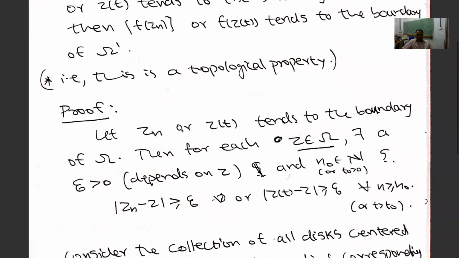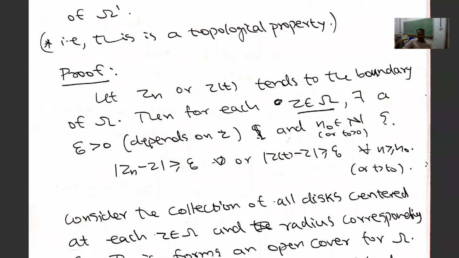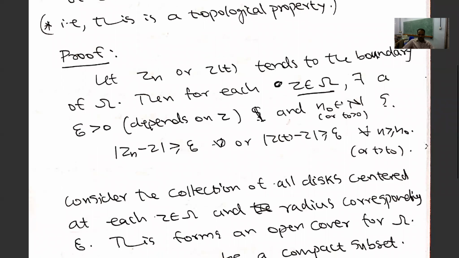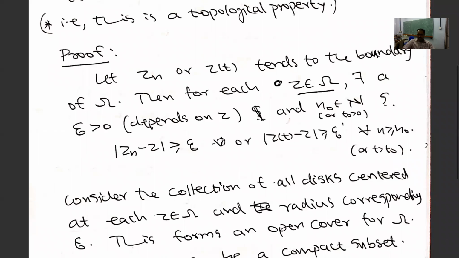For proving this result, we will characterize the property of tending to the boundary in terms of compact sets. Suppose Zn tends to the boundary of omega, or Z of t, the arc, tends to the boundary of omega. By definition, there exists an epsilon corresponding to each Z belonging to omega. It will obviously depend on Z. And a stage n0, or t0 in the case of an arc, such that the absolute value of Zn minus Z is greater than or equal to epsilon, or the absolute value of Z of t minus Z is greater than or equal to epsilon, as n is greater than or equal to n0 or t is greater than t0.